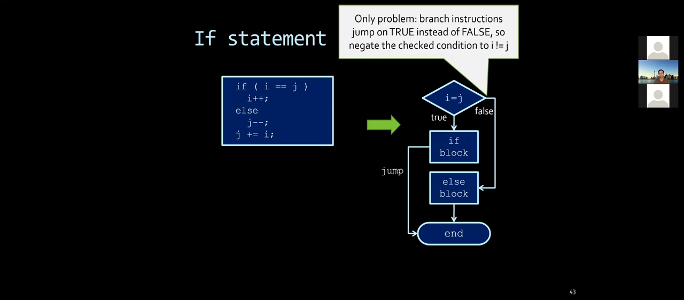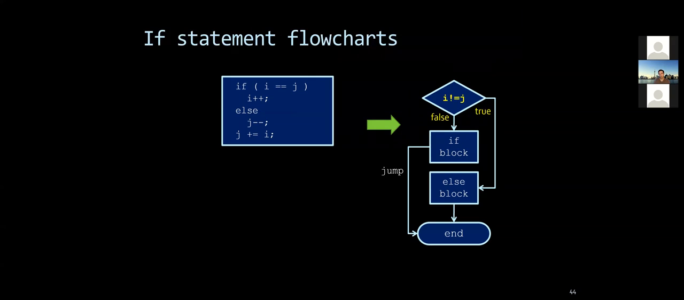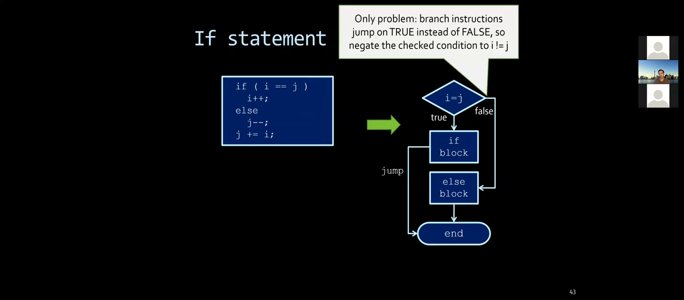The only problem is that the branch instruction jumps on true instead of false. So negate the check condition to i not equal to j, right? So that's the special part of the interpretation. Essentially, this is the difference, right? You need to negate and then you flip false and true. That's how you interpret the MIPS conditions.